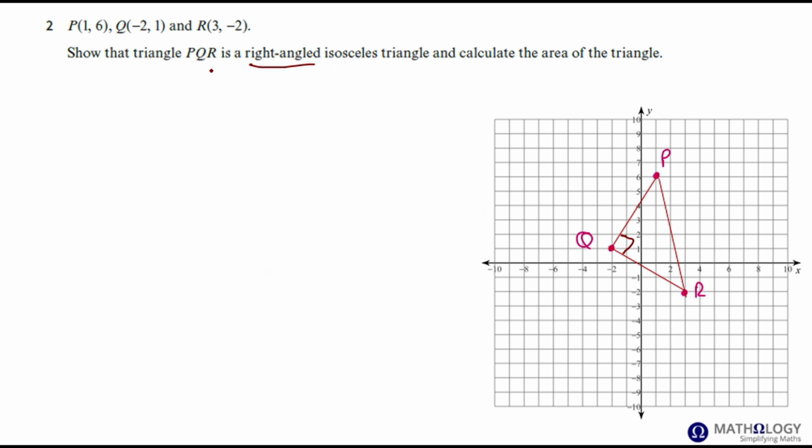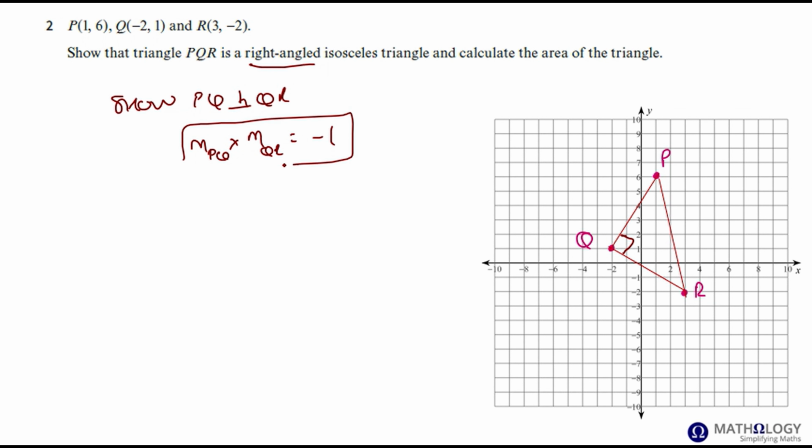So to show the triangle PQR is right angled, we have two options. We can either apply Pythagoras' theorem, and that's working with lengths. We can do that, but since we have the coordinates of the vertices of the triangle, it may be easier to show that PQ is perpendicular to QR. And again, we're going to just show that the gradient of PQ times the gradient of QR equals negative 1. This is the criteria for perpendicular lines.